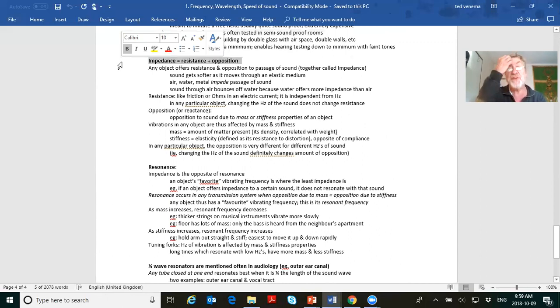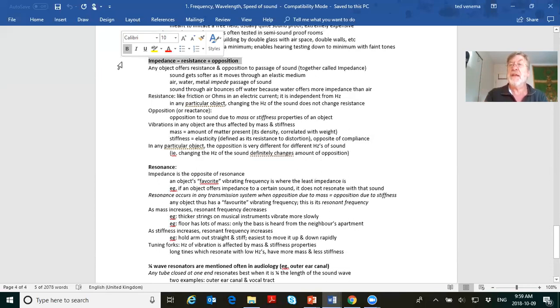Impedance equals resistance plus opposition. In any particular object, there is resistance to the passage of sound and opposition to the passage of sound. Okay, so we're no longer talking speed of sound, we're talking something different.